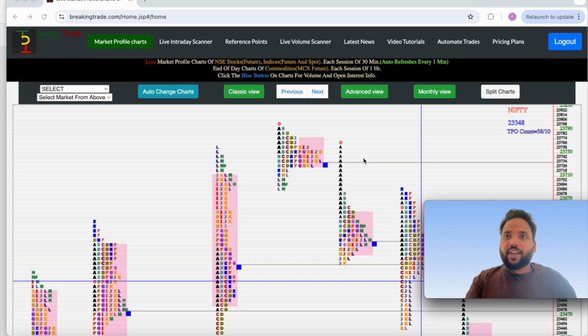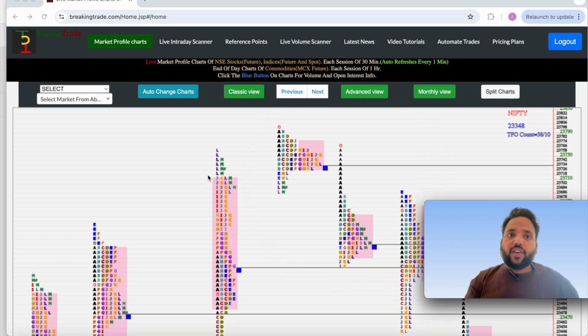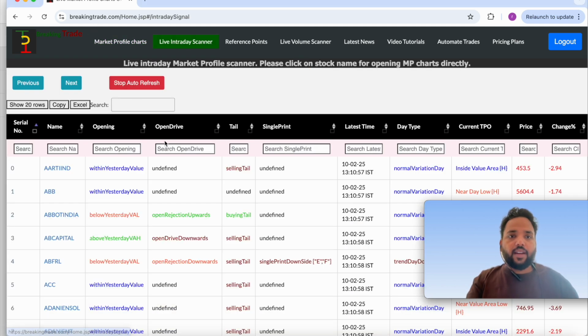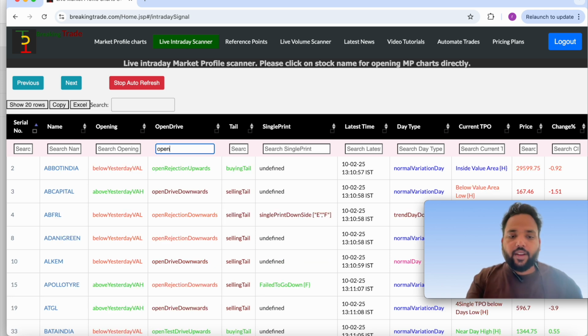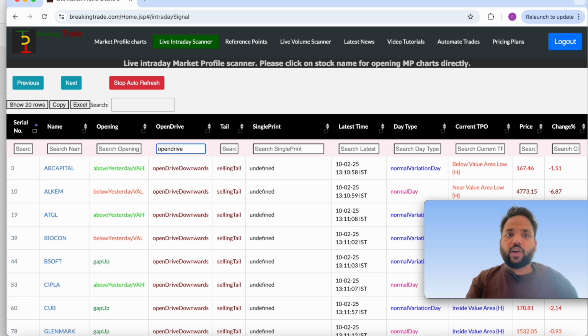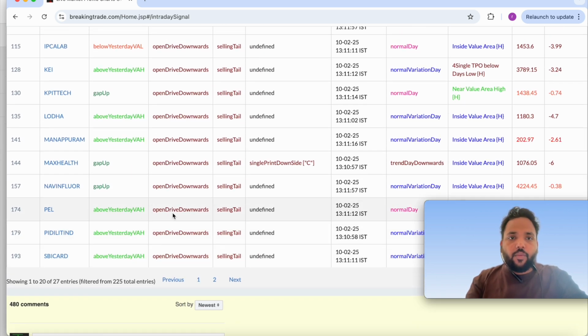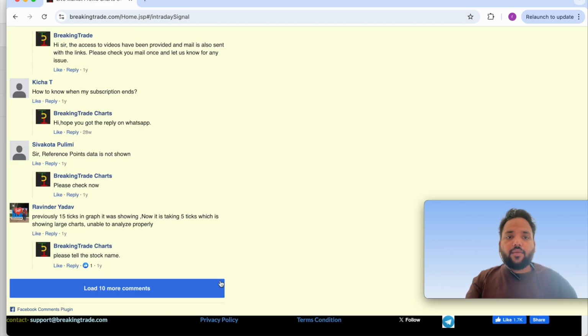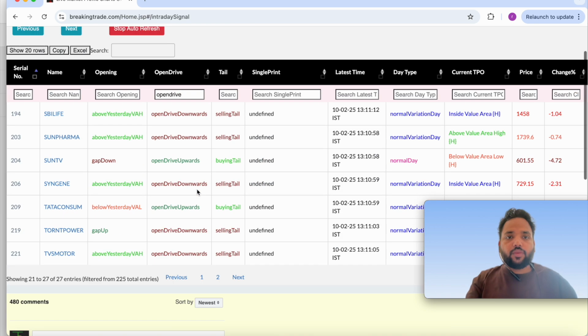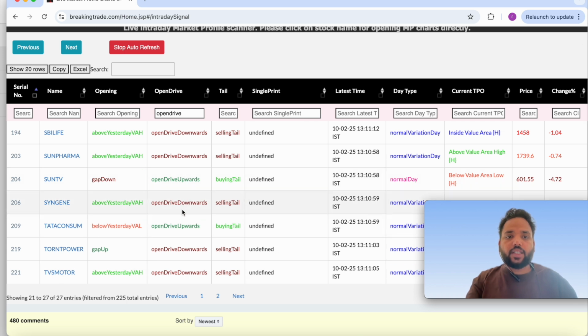Current time is 10 Feb, 1:12 p.m. I want to see which stocks are forming open drive upward, downward, rejection upward, or test drive upward, downward. So I go to the website breakingtrade.com, come to the live intraday scanner, and type open drive here. I want to see first open drive downwards or upwards. We can see there are a total of 27 entries forming open drive downwards or upwards. If I want to see upwards too, there are two stocks forming upwards and the rest are forming downwards, since the market is in a negative direction today.